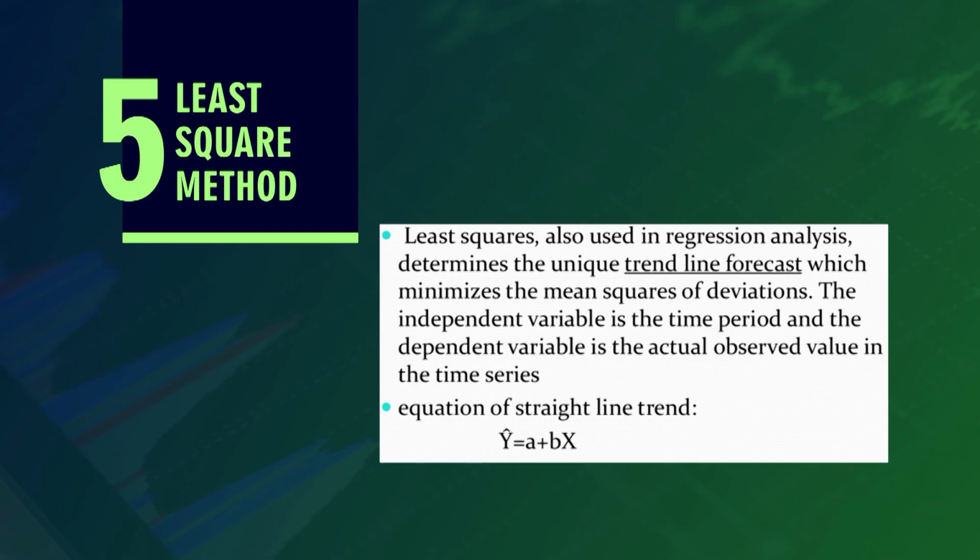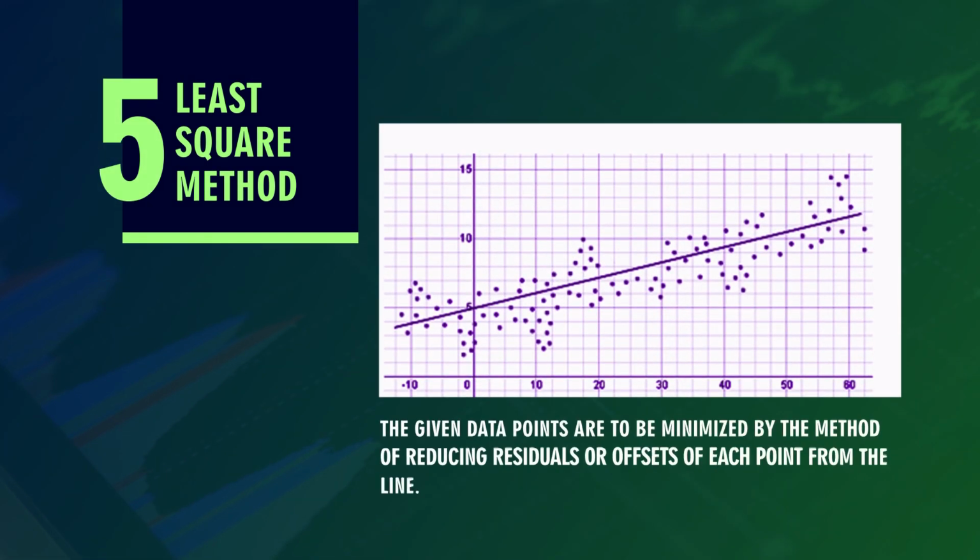The independent variable is the time period, and the dependent variable is the actual observed value in the time series. So if you are going to formulate the equation of a straight line trend, the equation could be y = a + bx. If you see this particular image, the given data points are to be minimized by the method of reducing residuals or offset of each point from the line, and this is the best fit line which we have created. We have first plotted the variables on the x axis and y axis, and then the best fit line is created.